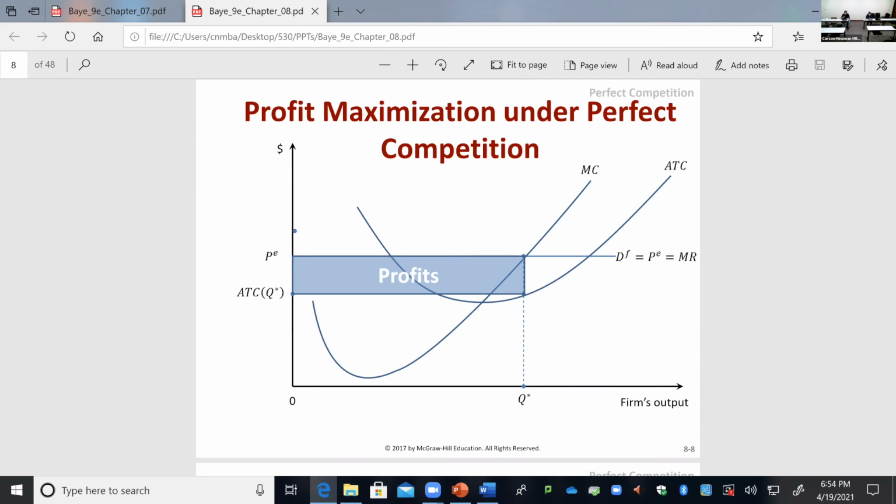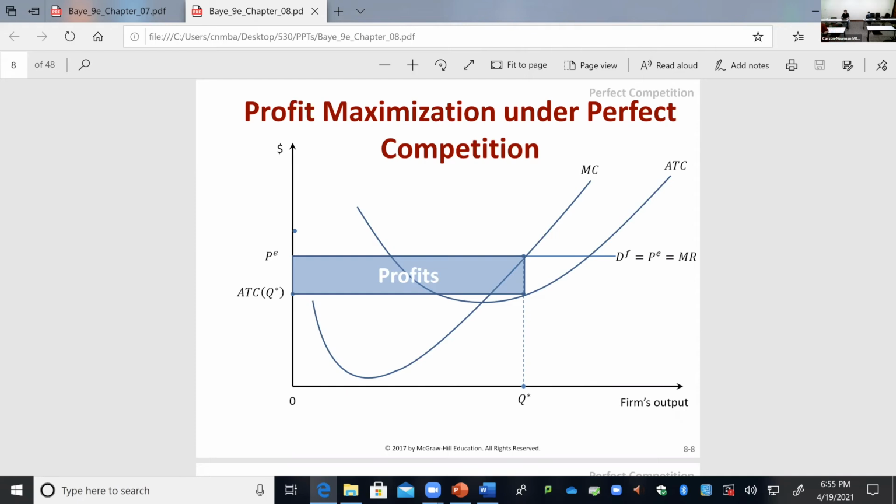So the bigger rectangle minus the smaller rectangle. The bigger rectangle is total revenue. Why? Because it's price times quantity, by definition. What is the smaller rectangle, the one below the blue? That is average total cost times quantity, right? Because the area of a rectangle is height times base. So total revenue is the bigger rectangle. The bottom one is total cost. You take total revenue, subtract total cost. What do you end up with? The difference is profits. So this rectangle is basically profits for the competitive firm.